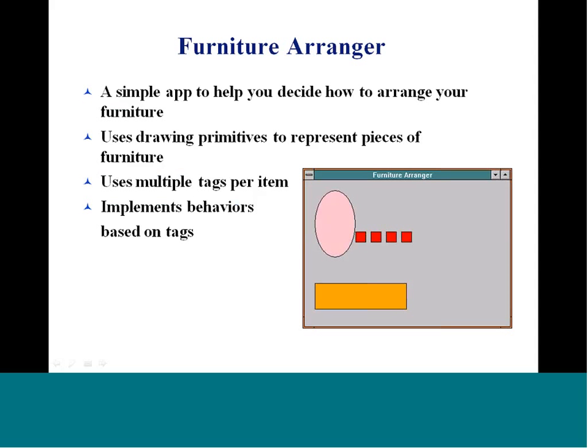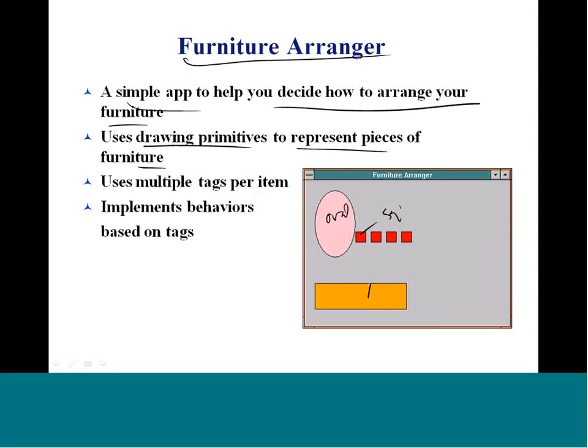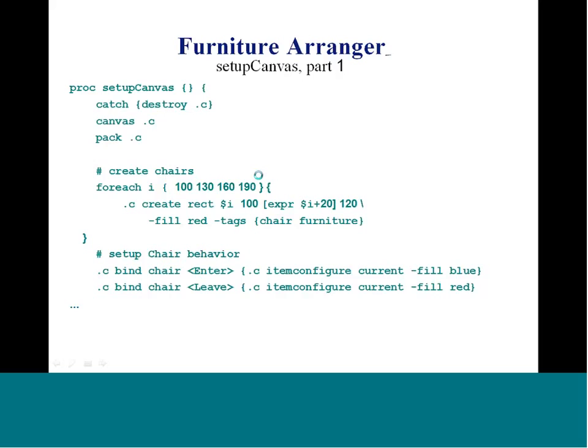The application that we will be building is this furniture arranger application. It is a simple app to help you decide how to arrange the furniture, and we use some drawing primitives to represent pieces of furniture. Here there's an oval, some squares, and rectangles. These represent the furniture, maybe the top-down view. Then we will use multiple tags per item, and implement the behaviors based on these tags. So let's see how we can do it.